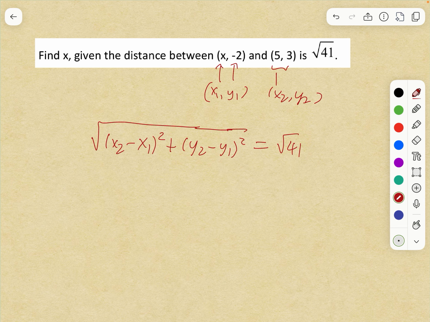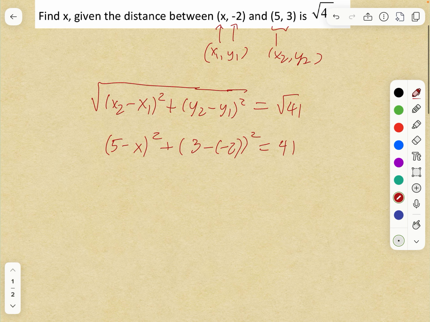So now we plug in our information. We square both sides to get rid of the square root. And then we plug in x2. So it's 5 minus x in parentheses squared plus y2 is 3 and then minus negative 2 squared is 41. So it's 5 minus x squared plus 3 minus negative 2 is 5. 5 squared is 25. So equals 41.